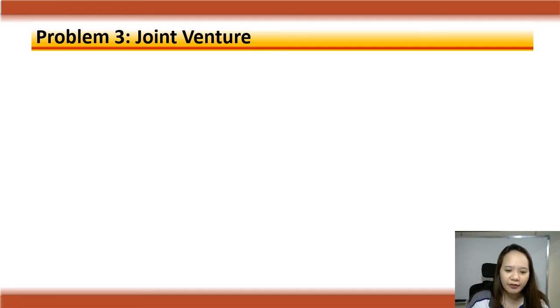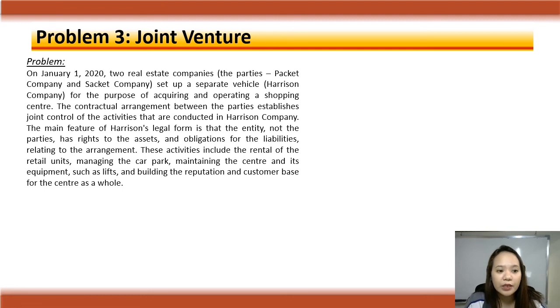How about for joint venture? So, joint venture, definitely meron kang separate vehicle na inorganize for that. So, the problem is, on January 1, two real estate companies, si Packet and Sacket, set up a separate vehicle, Harrison Company. The contractual arrangement between the parties establishes joint control. So, meron daw silang joint control, sinabi na niya. The main feature is that the entity, not the parties, has rights to the assets. So, yun, walang direct rights talaga yung dalawang joint venturers mo. So, wala siyang direct rights dun sa assets or direct obligations dun sa liabilities. Meron silang interest dun sa net assets ng separate vehicle. Definitely, that's a joint venture.